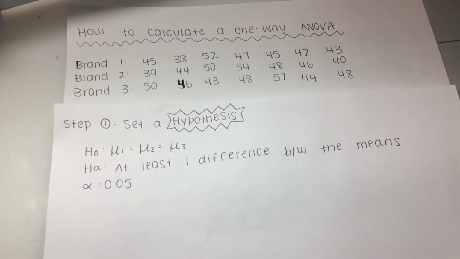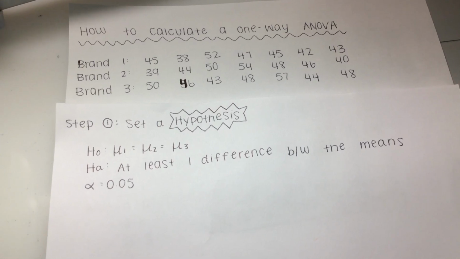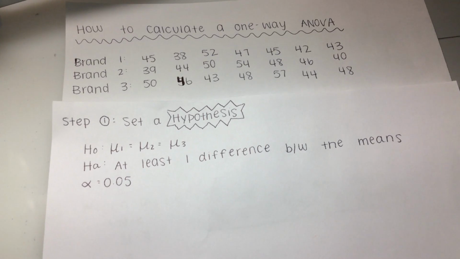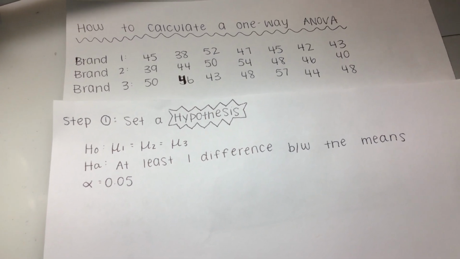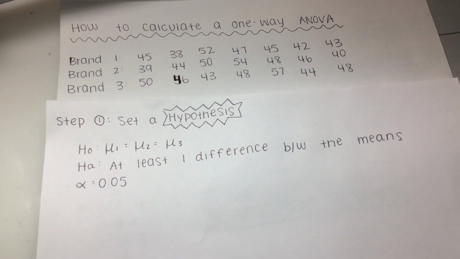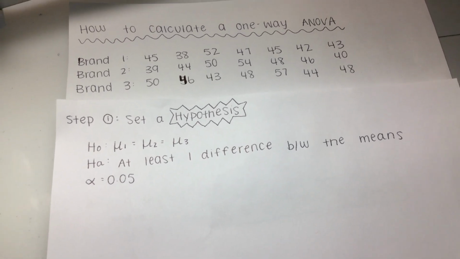The null hypothesis, or H0, is that all 3 brands' means are the same. The alternate hypothesis is that there is at least one difference between the means. We are also evaluating this at a significance level of 0.05.